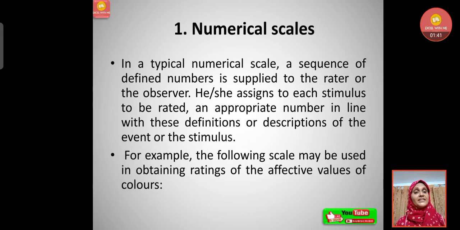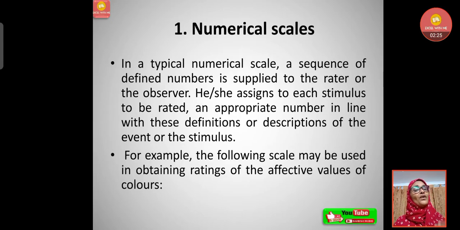In a typical numerical scale, what happens? A sequence of defined numbers is supplied to the rater or the observer. Suppose we are taking a questionnaire, how will we rate these things? We will give a question, and under that we will give a rating scale to the observer. So the person or observer has to select the answer. He or she assigns to each stimulus to be rated an appropriate number in line with these definitions or descriptions of the event or the stimulus.